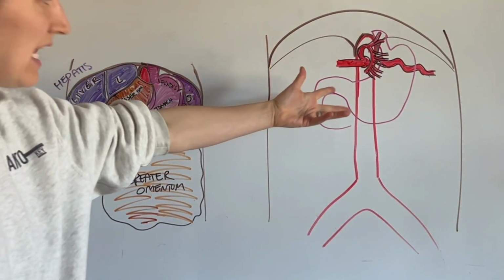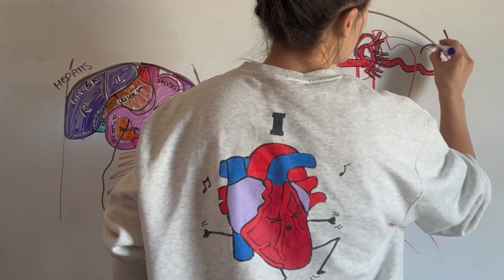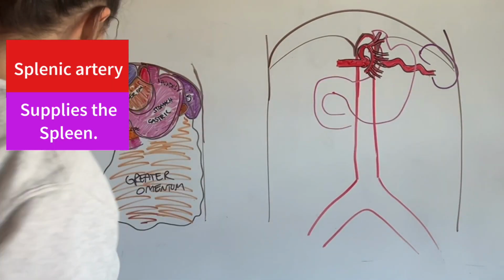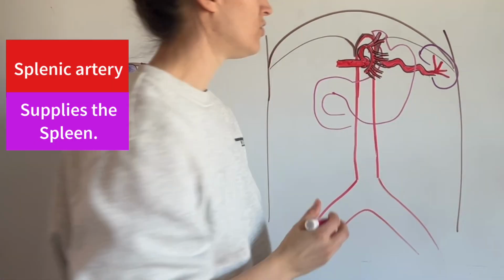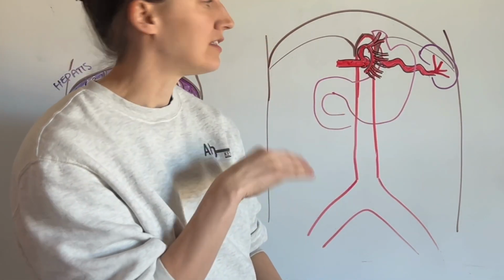So the splenic artery will head towards the spleen, obviously. Otherwise, why would we call it splenic? And it will branch into the spleen and provide it with blood, which is very important. But it will also give off two other important branches that we need to know.